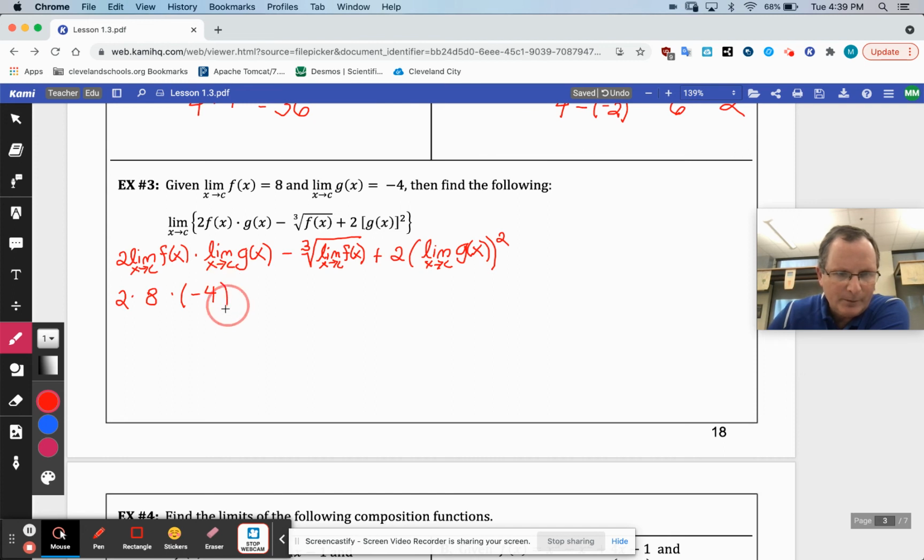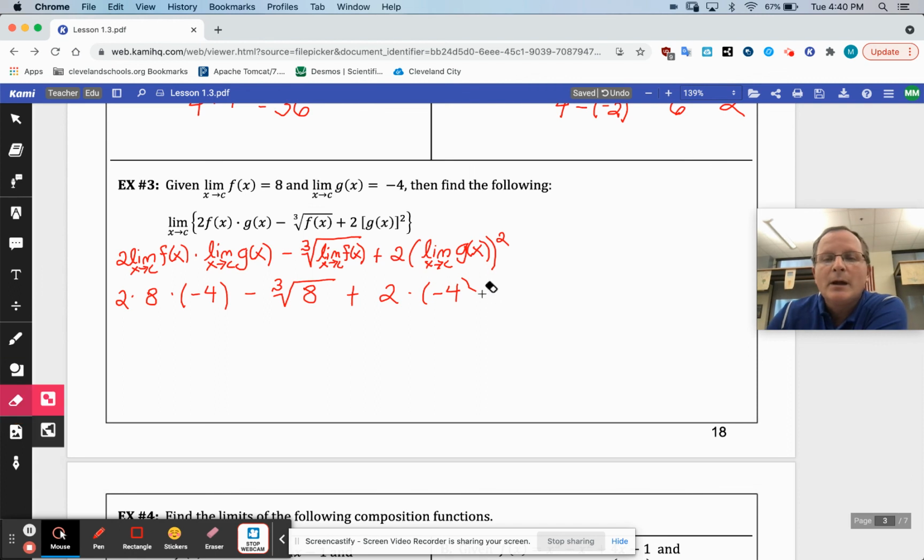And I'm waiting on the lag. And then I've got the cube root. And if they're kind, f of x was 8. Good, that's something we can take the cube root of. And then 2 times the limit as x approaches c of g of x is -4. And we're going to square that, though, so be careful there. Make sure you're using parentheses when you're squaring, if you're relying on your calculator to square negative numbers. All right, so there we are. The lag drives me nuts, and it only does it when I start recording.